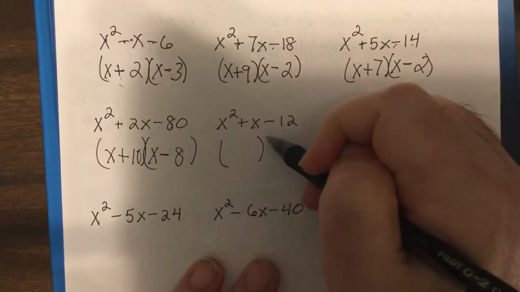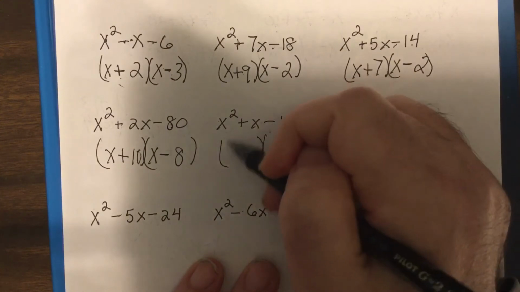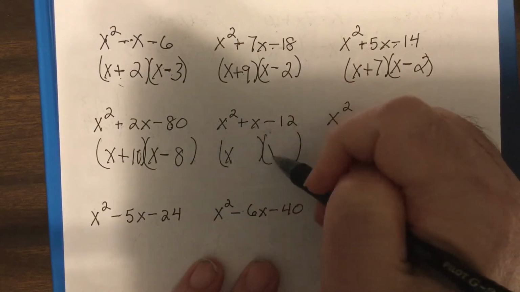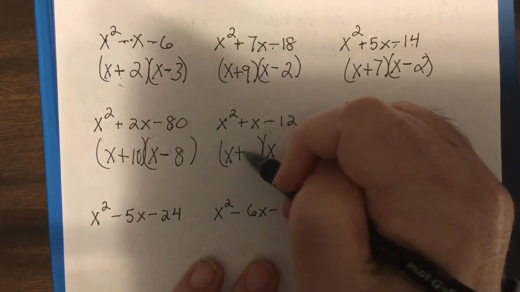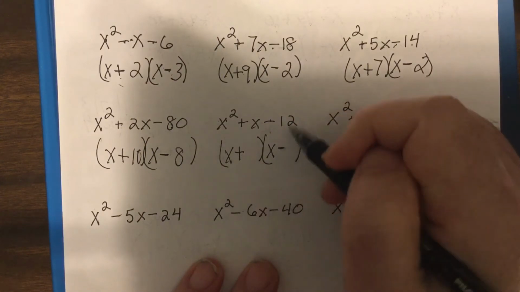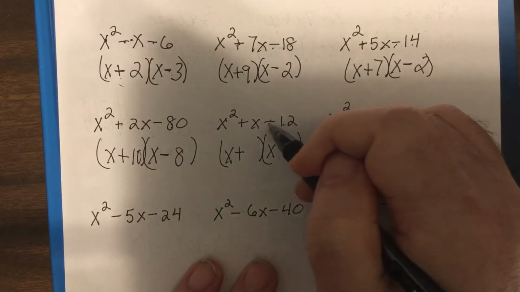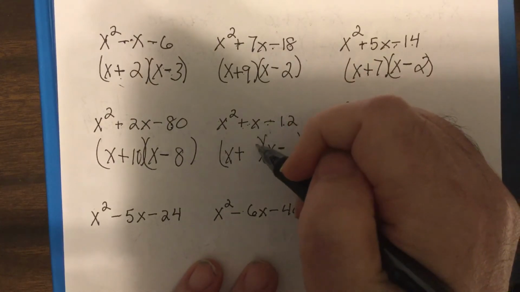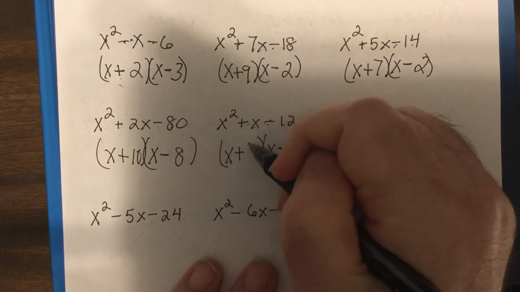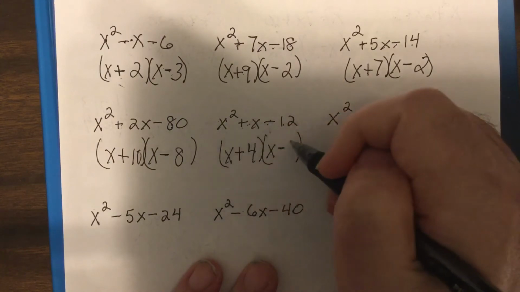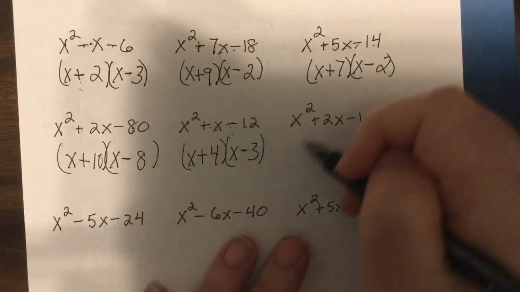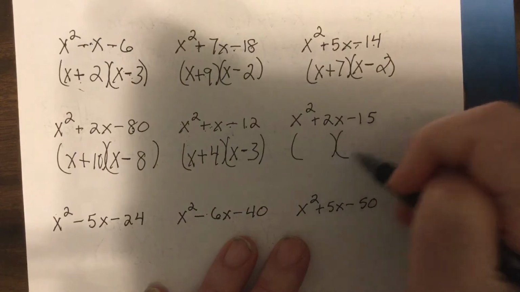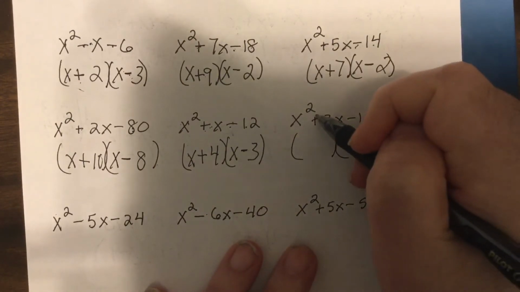So x squared is x and x. Last one's minus, so it's plus, minus, or minus, plus. What are the factors of 12 that subtract to give you 1? And that would be 4 and 3. And the largest one has to go with this one, the plus.